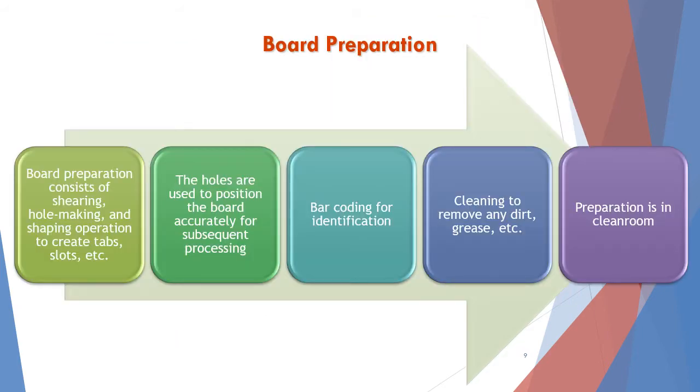The PCB starting material is usually very big. In order for board preparation, after the laying process, there are a lot more processes that you have to do before we can print the circuit on the board. The board is supposed to go through shearing, hole making, and shaping operations to create tabs and slots and holes, so that you can position the board accurately for subsequent processes. For certain parts, there is also bar coding for identification, and you have to perform cleaning to remove any dirt and grease before the next process, and all these processes are performed in the clean room.